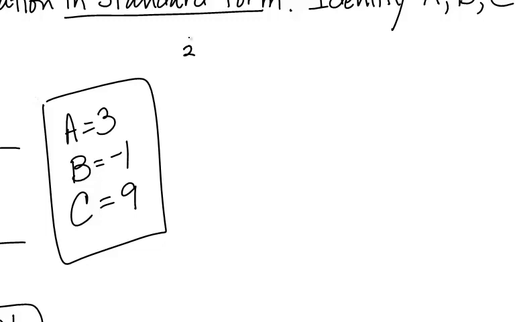Try another one. So you have negative 2/3 x equals 2y minus 1.